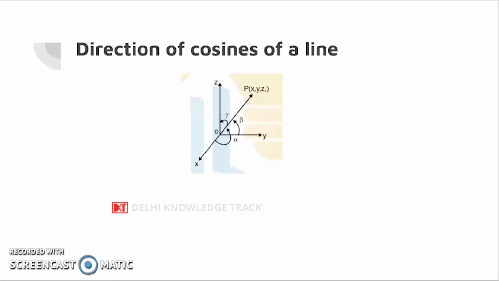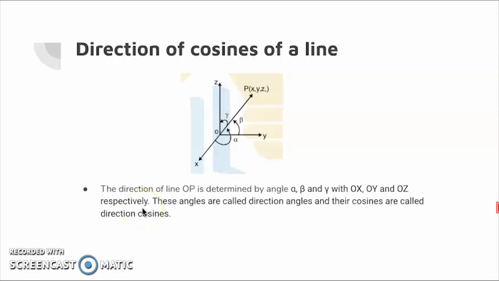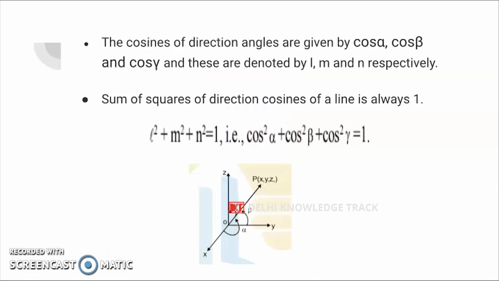Next subtopic is direction cosines of a line. In this diagram, we can see the line OP makes angle alpha with x-axis, beta with y-axis, and gamma with z-axis. The direction of line OP is determined by angles alpha, beta, and gamma with OX, OY, and OZ respectively. The angles are called direction angles and their cosines are called direction cosines. The cosines of direction angles are given by cos alpha, cos beta, and cos gamma, and these are denoted by L, M, and N respectively. You will see L, M, and N more frequently than cos alpha, cos beta, and cos gamma as direction cosines.